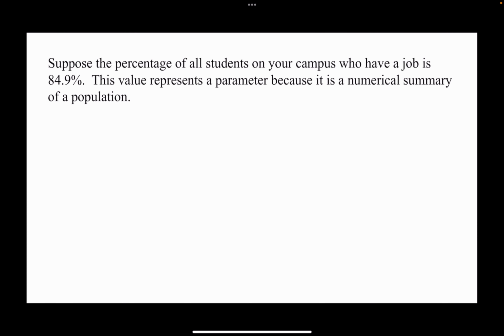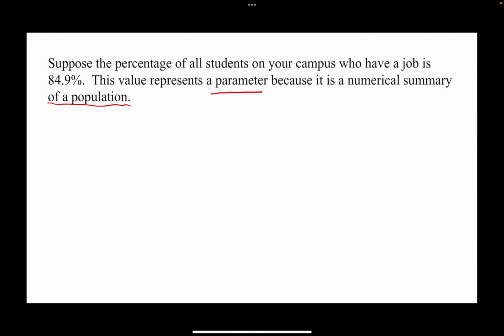So suppose the percentage of all students on your campus who have a job is 84.9%. This is a parameter because it is a numerical summary of the population. So let's say I took whatever data the RCC has about our students, and I was able to poll everybody or have everybody's information, and 84.9% of them have jobs. This is called a parameter because it represents a population.